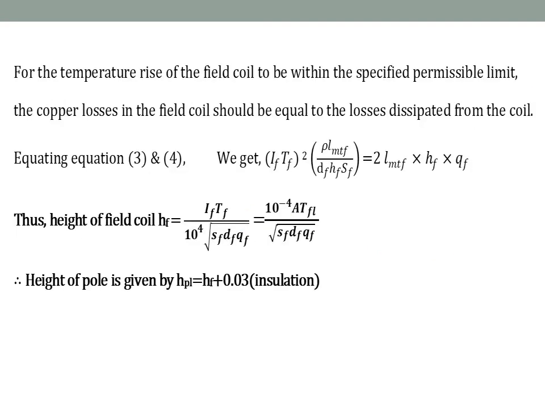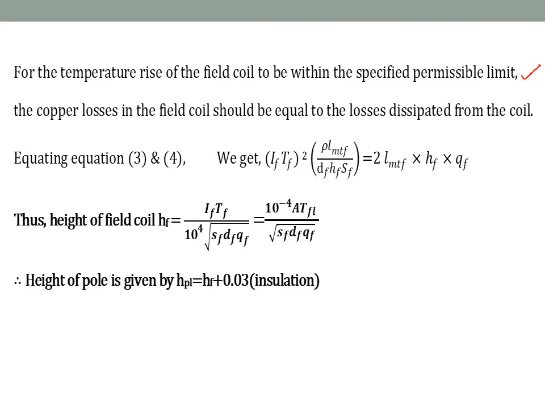Now for the temperature of the field coil to be within the specified permissible limit, the copper losses in the field coil should be equal to the losses dissipated from the coil. Then only temperature will be maintained within the permissible limit. Whatever the heat generated, it has to be dissipated through the surface area.